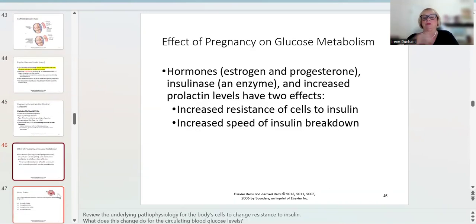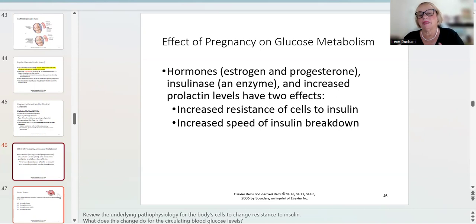And don't forget, the placenta puts out its own pregnancy hormone, placental glycogen. So again, that is another way that she can come down with it. It happens. So, the effects of pregnancy on glucose metabolism: you have your hormones, estrogen and progesterone. You have your insulinase, which is an enzyme, and you have decreased prolactin levels. Now, prolactin is the hormone that you need for lactation. So of course, that's going to have to do with glucose metabolism.